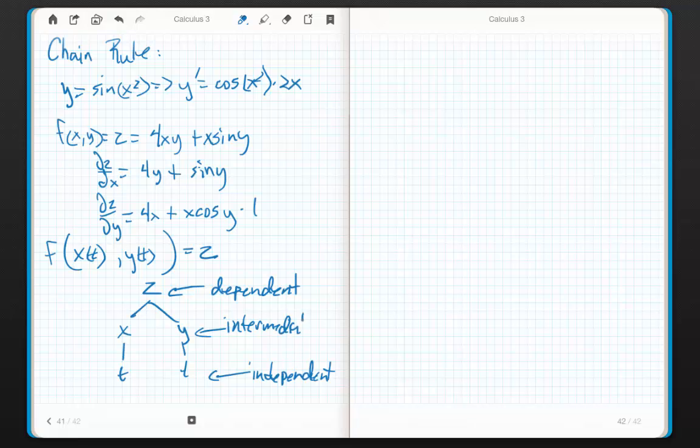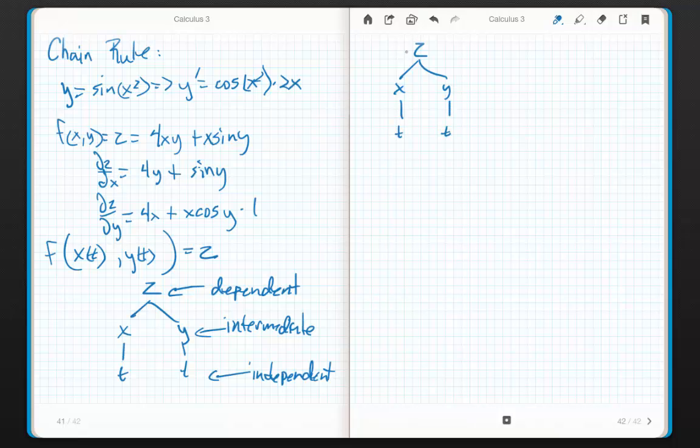If you think about it from the machine context, it makes sense. You stick a t into this machine that has an x and a y, that gives us an x and a y, and then that goes into z. If you get confused with these, you simply draw this tree again. So here's my x, here's my y, here's my t, and here's my t. When I take a derivative to get from here to here, I take dz over dx, and I take dz over dy. Do you agree with that?